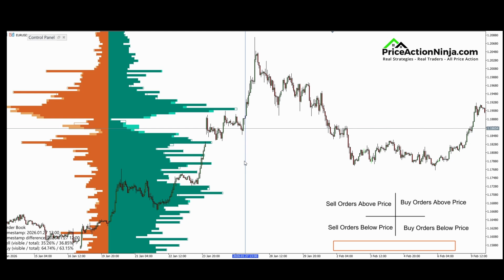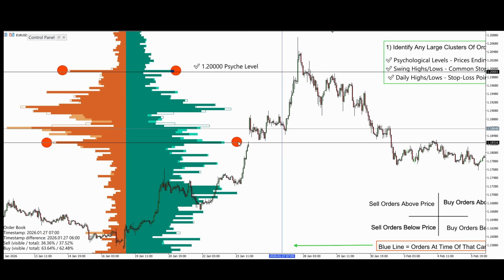If you align that with the chart on the right, you'll start to see something pretty powerful. Price tends to move towards these clusters. It gets drawn into them, taps into that liquidity, and then either stalls or reverses sharply. Also, pay attention to the horizontal line running across the chart. That's marking the current price at that moment in time. Everything above and below shows you where the orders are waiting relative to price right now.